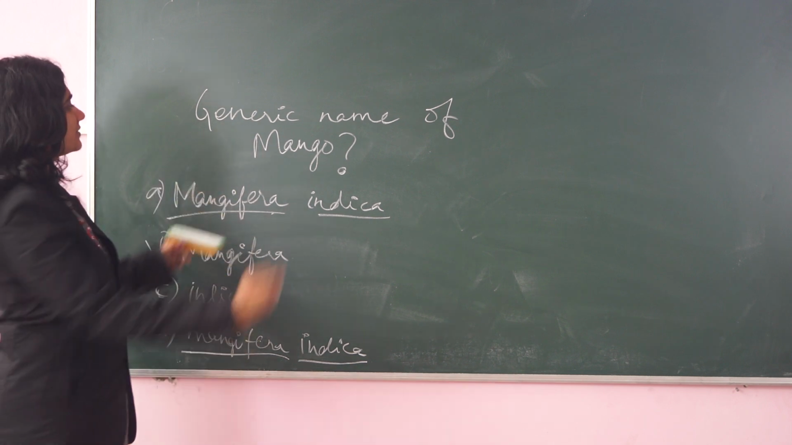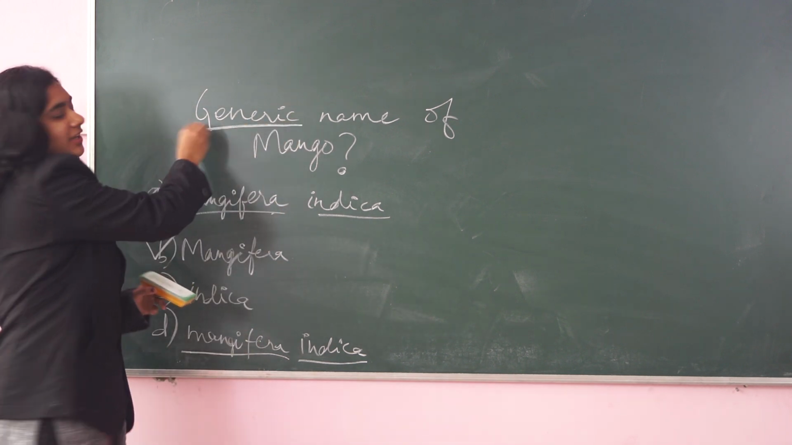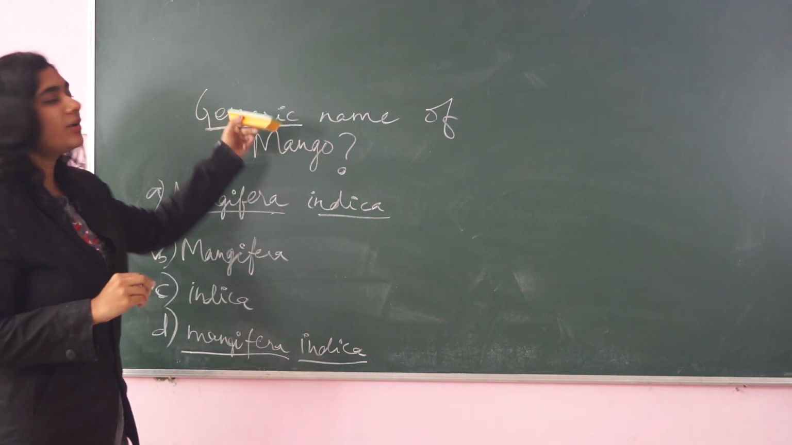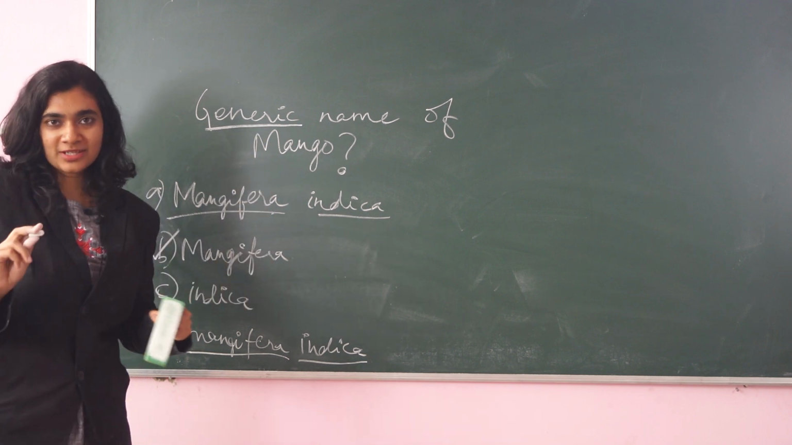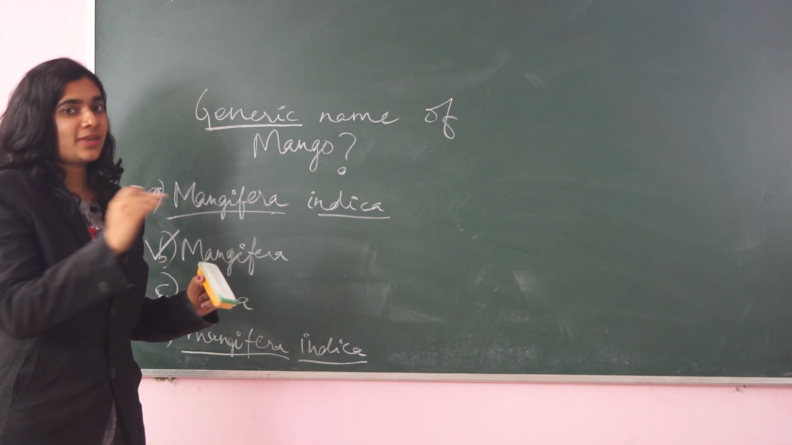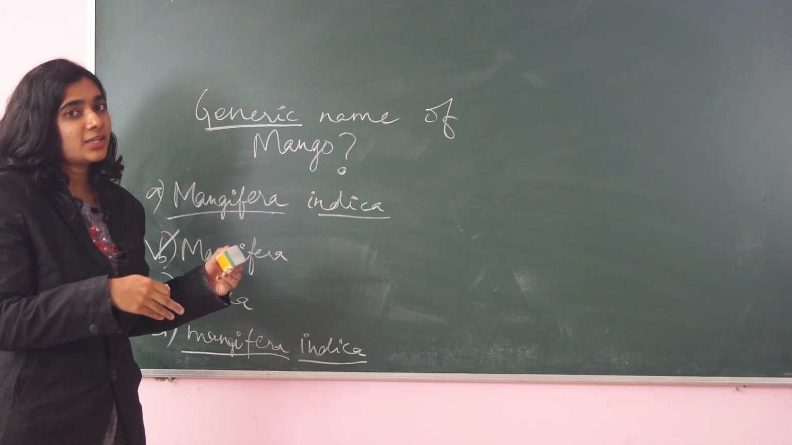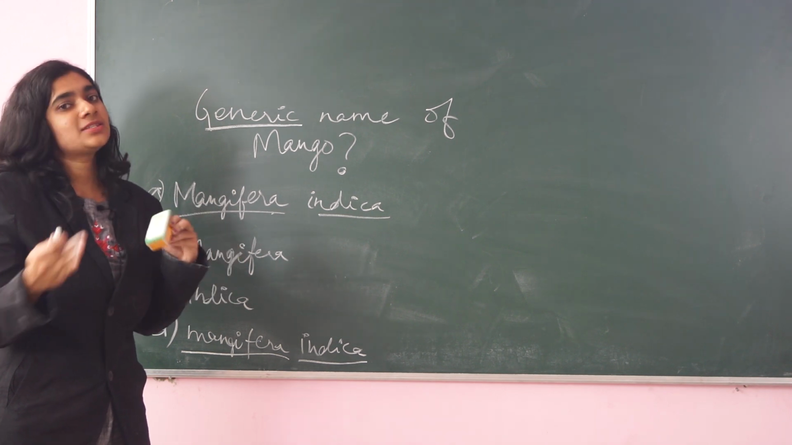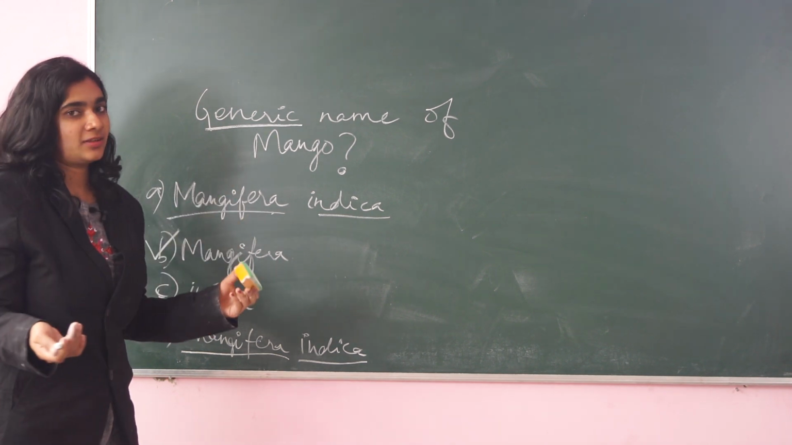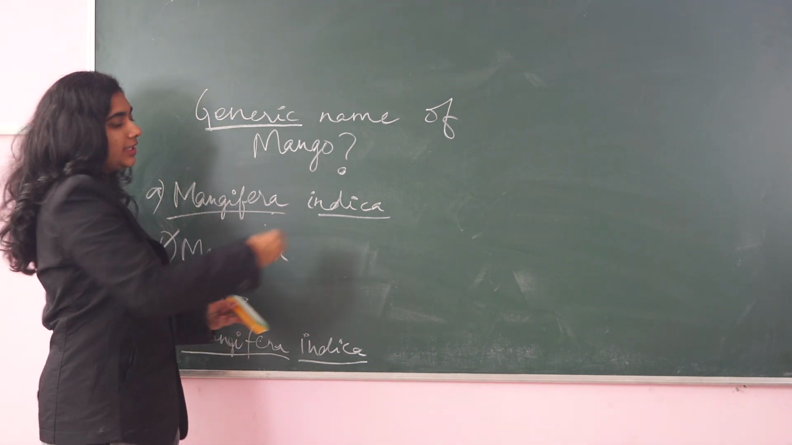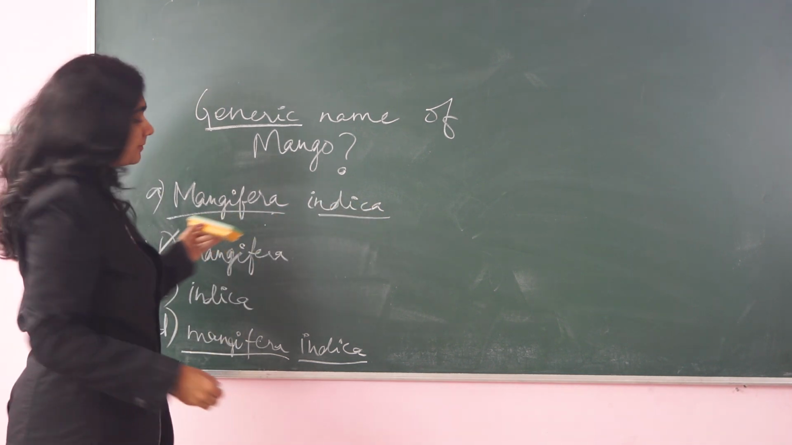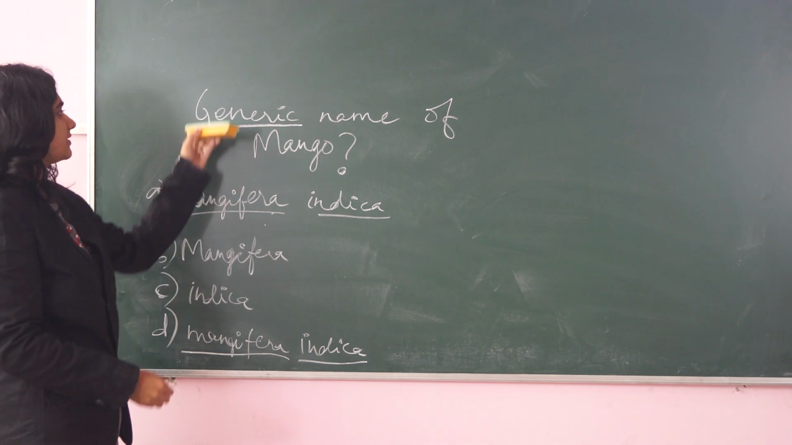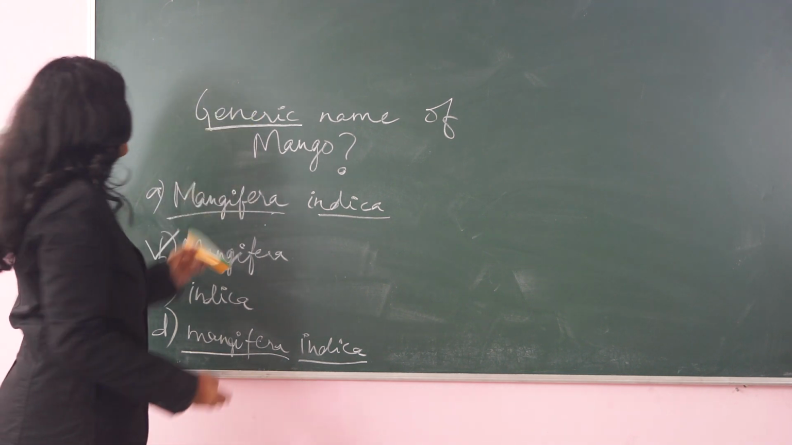Okay, I have specifically asked you what the generic name of mango is. Now we all know binomial nomenclature has two parts to it, the generic name and the specific name. The generic name is the genus name, the specific name being the species name. So Mangifera indica is the actual name of mango, whereas Mangifera is specifically the generic name of mango.